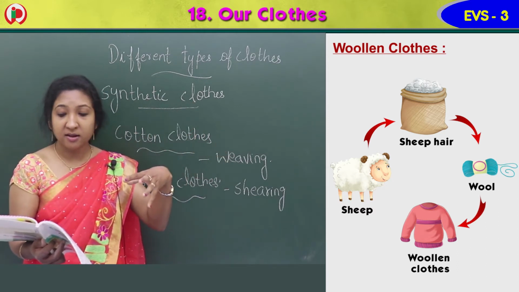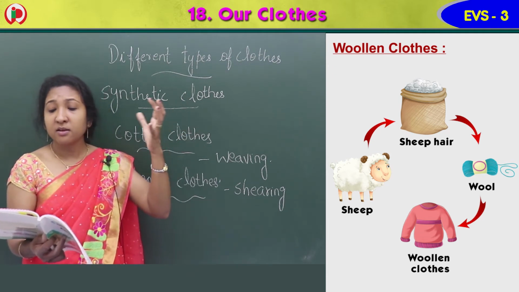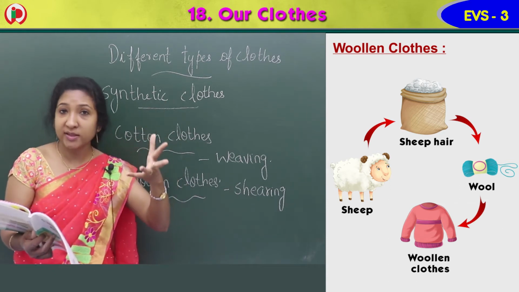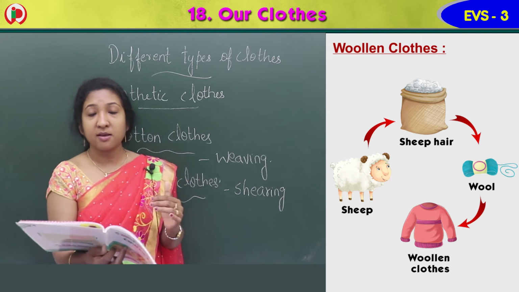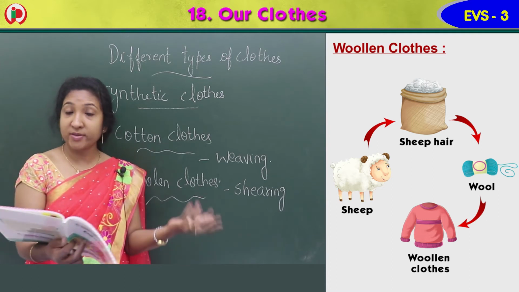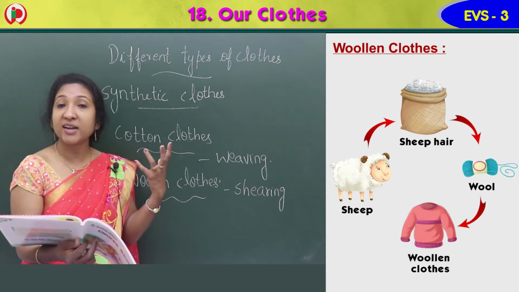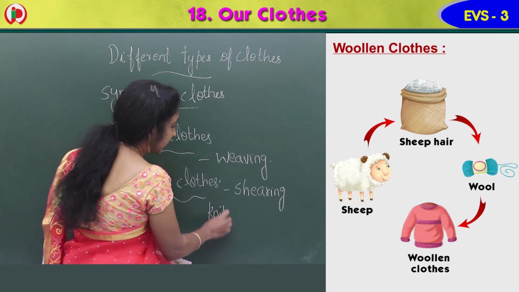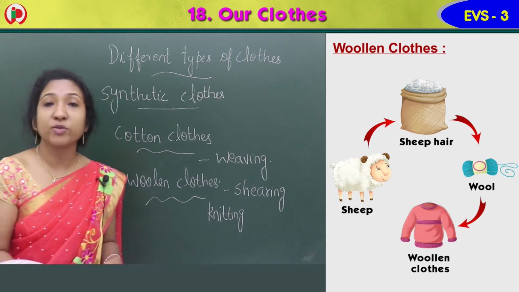First they remove the hair. Soft, thick hair they remove. Then after removing hair, they spin it into wool. So you can see wool there. Using that wool, they make woolen clothes. This is the process. Using this wool, we make blankets, clothes, sweaters, etc. That process is called knitting. Knitting means using needles they knit woolen clothes, we say.